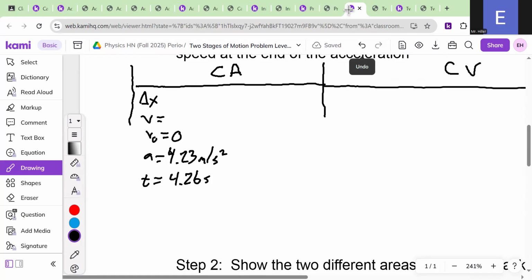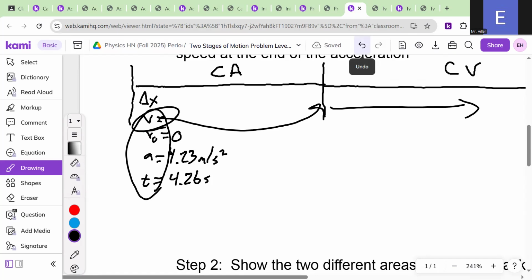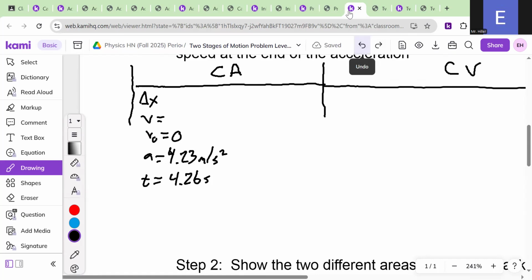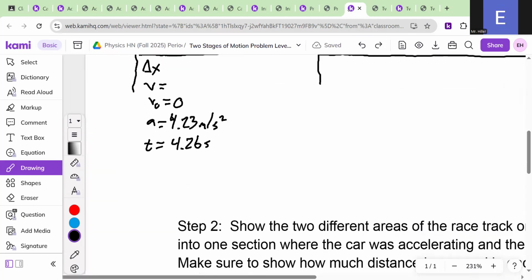From this, you can find two things. You can find how fast you're going, which would be the speed that you keep going with, and you can find how far you went. So we're going to find both things. First, let's focus on how fast we went. To do that, we'll use equation number 8. So v equals v naught plus a t.